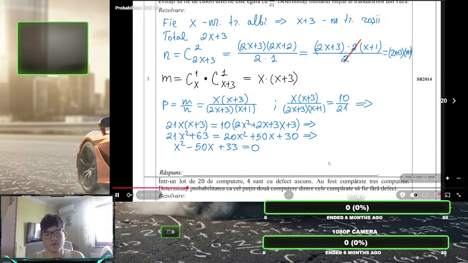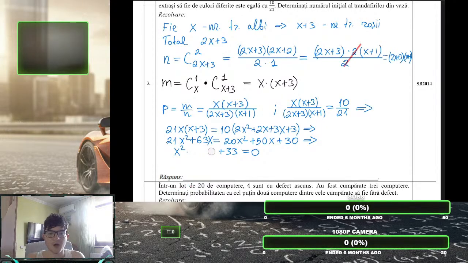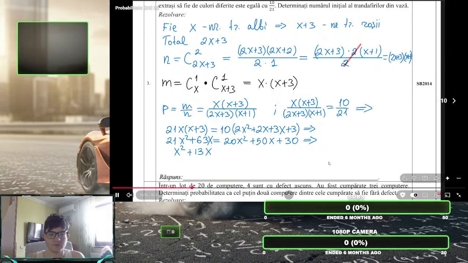Equal of 0. So that's pretty messed up, right? 63x, there we go. So now we are going to have minus, oh no, plus 13x minus 30. So okay, that's better.